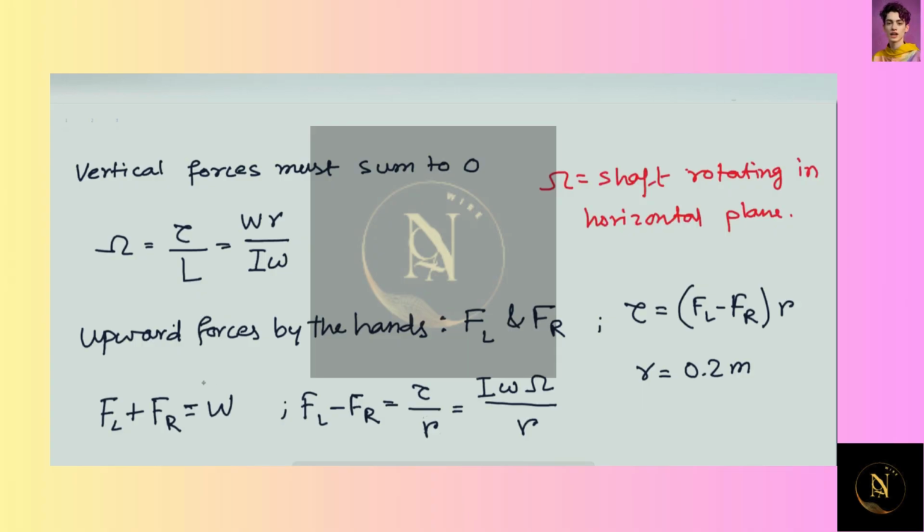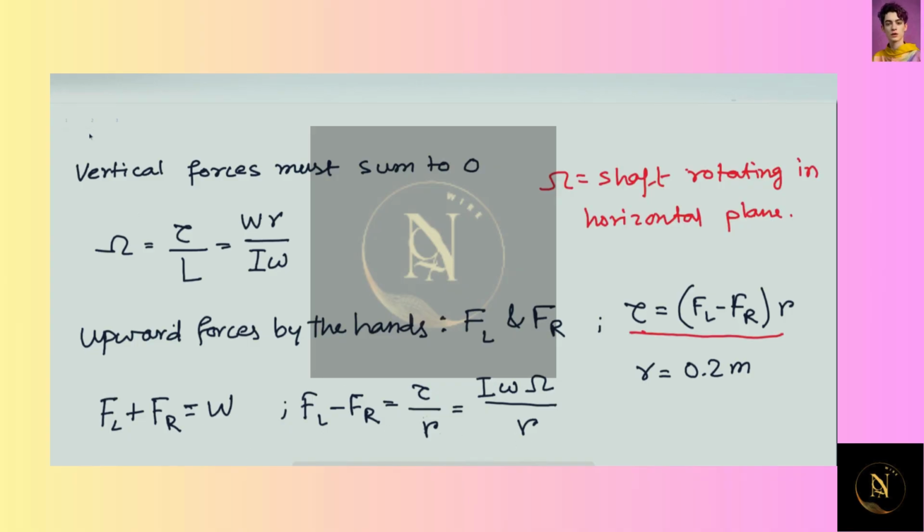And also there's another condition, which is that the total weight of the system must be equal to the upward forces by the hands. That's why we have set the weight of the system equal to the total vertical upward forces. So using these two equations, we wrote this equation over here again, and we saw that FL minus FR gives us torque over R, where the expression for torque can be taken from here, where torque is L times omega and L is I times small omega. So that gives us I times small omega times big omega over R.